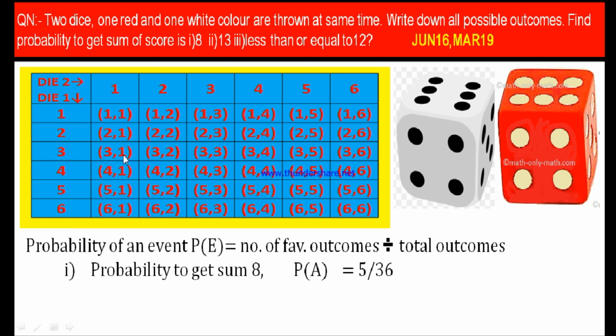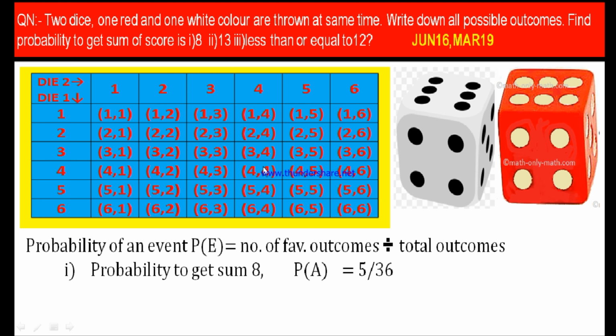Now verify in how many ordered pairs you can find the sum is 8. You can see here 6, 2, the sum is 8. 5, 3, sum is 8. 4, 4, sum is 8. 3, 5, sum is 8. 2, 6, sum is 8. Therefore, the number of outcomes whose sum is 8 are 1, 2, 3, 4 and 5. Therefore, the favorable outcomes is 5, and the total number of outcomes, you see how many outcomes are there?